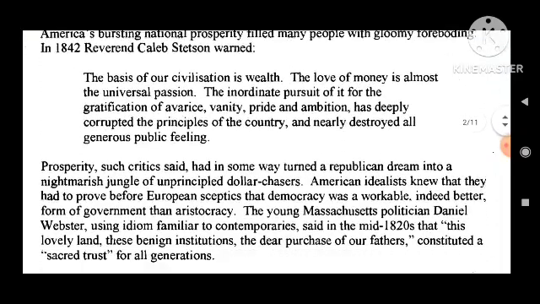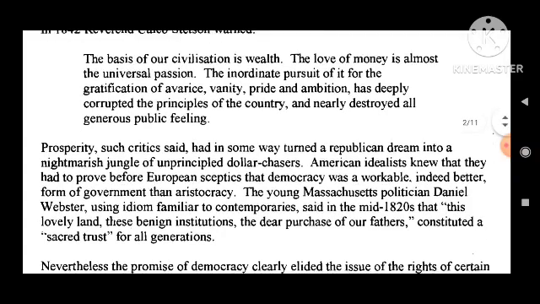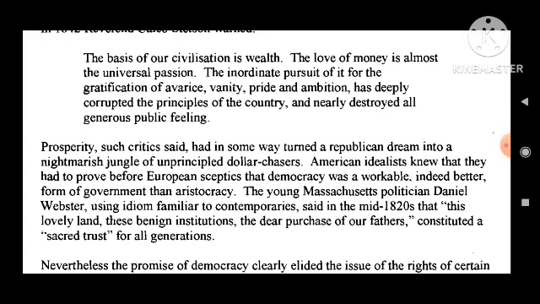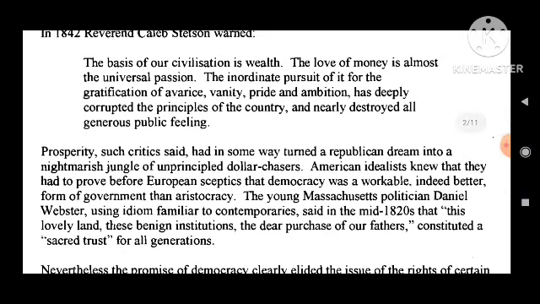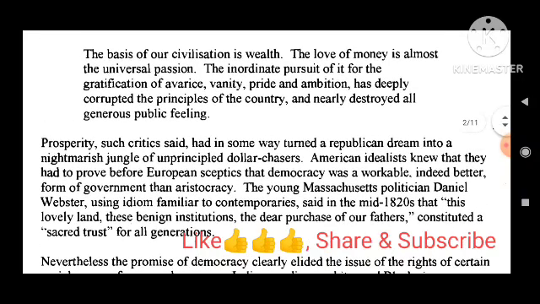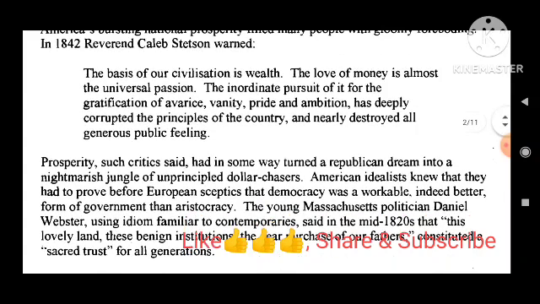The basis of our civilization is wealth. The love of money is almost the universal passion. The inordinate pursuit of it for the gratification of avarice, vanity, pride, and ambition has deeply corrupted the principles of the country and nearly destroyed all generous public feeling.